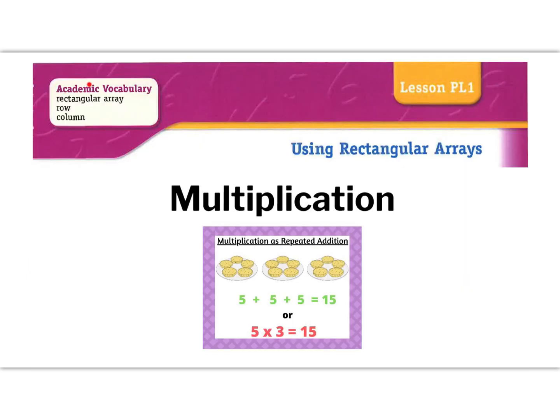So we're going to first do our vocabulary. We're talking about multiplication in this module. And so remember, multiplication is just repeated addition. So here we can see 5 plus 5 plus 5. Well, that's 5 3 times. So when you do 5 times 3, you get the same answer as if you do 5 plus 5 plus 5, which is 15, or 5 times 3 is 15.